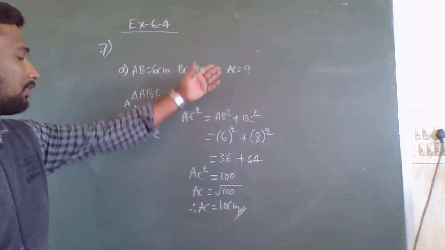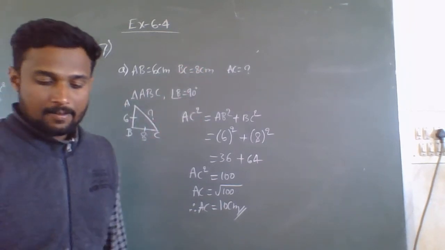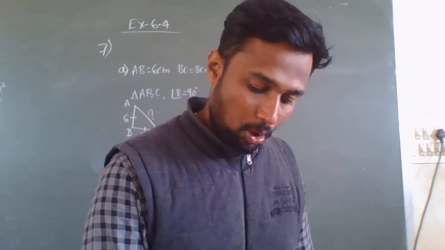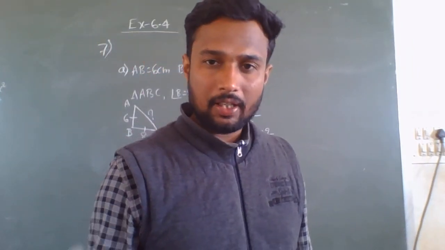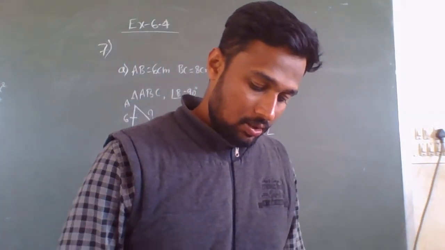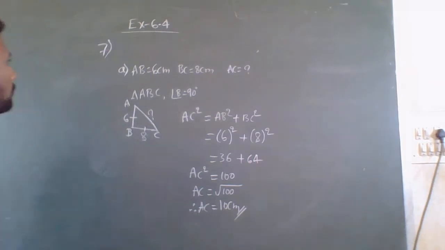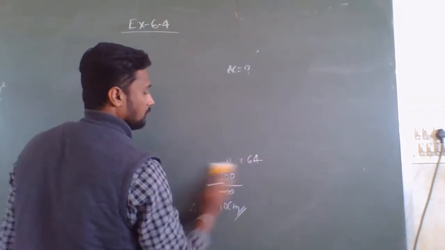Okay. So length of AC equals 10 centimeter. They have given two problems here. Try to solve the second one. I already solved the first one. So now I will move to the eighth problem of exercise 6.4.